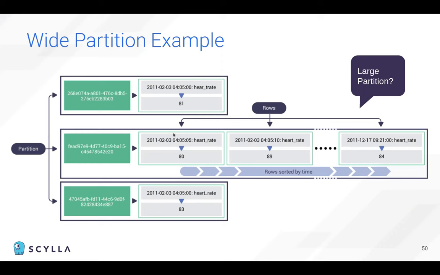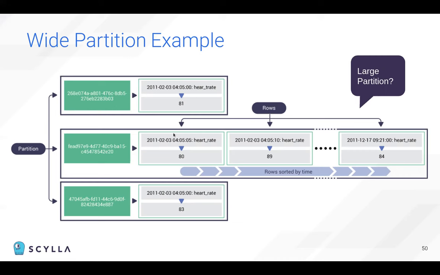All the rows in the same partition are ordered by what we call a clustering key. In DynamoDB, by the way, it's called ordering key, which actually is a better name, but we call it a clustering key. And this clustering key is ordered either in ascending or descending order.